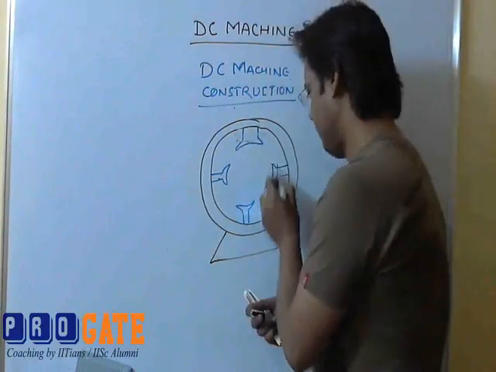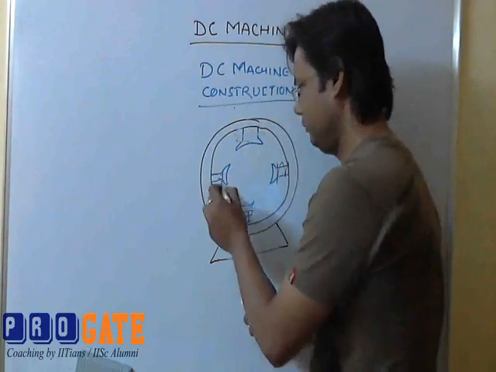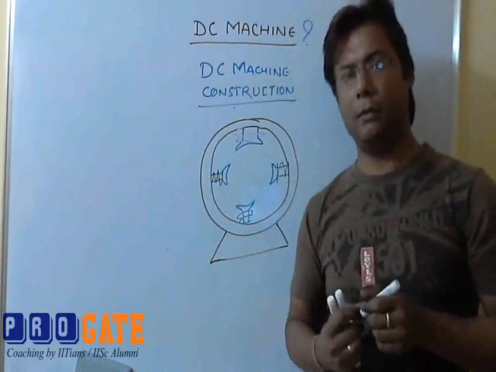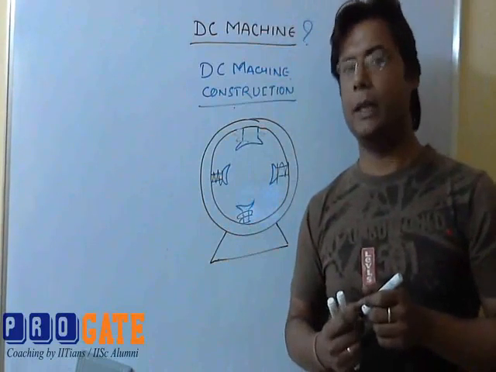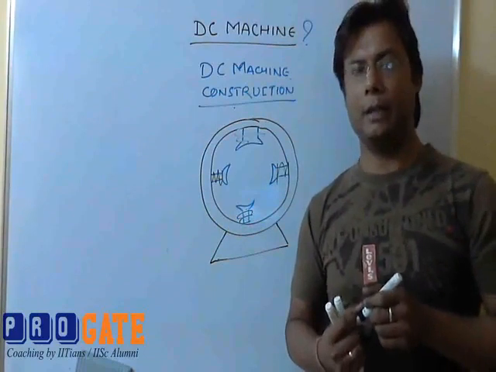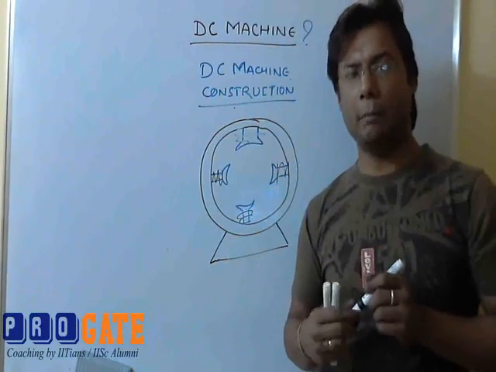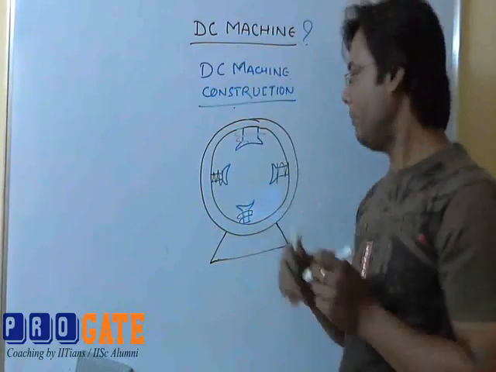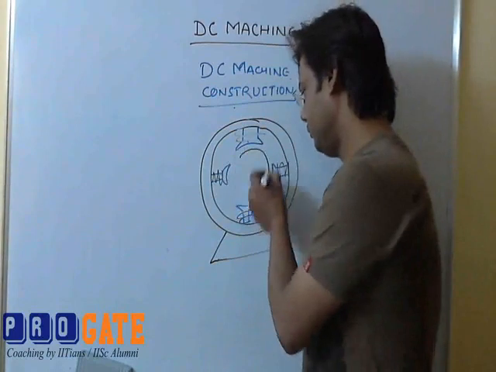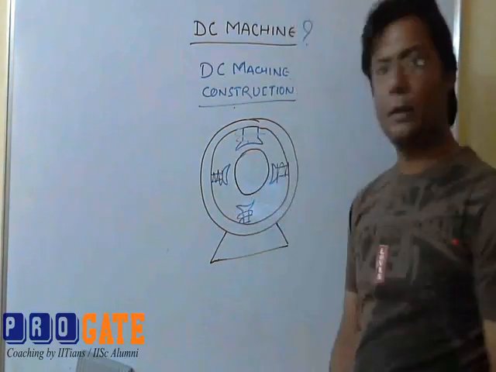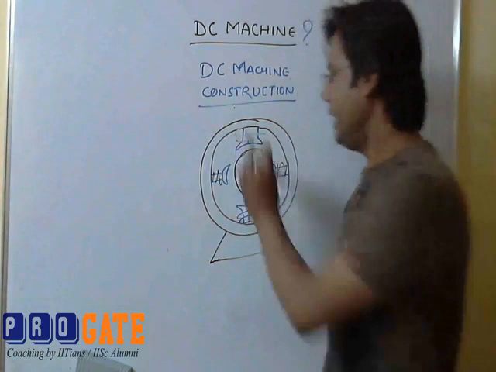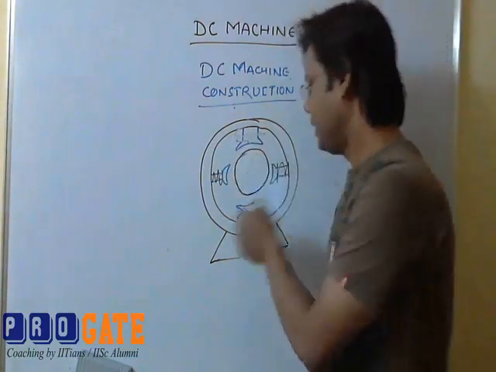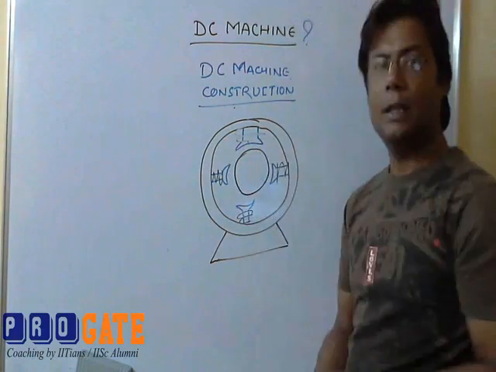Some wiring is there. These are not permanent magnets, but they are electromagnets. When they are not energized by electrical energy, they are a piece of iron, but when electricity passes through it, it becomes an electromagnet. Magnetic energy passes through the air gap and cuts the armature. The round part in the center is called the armature of the machine.